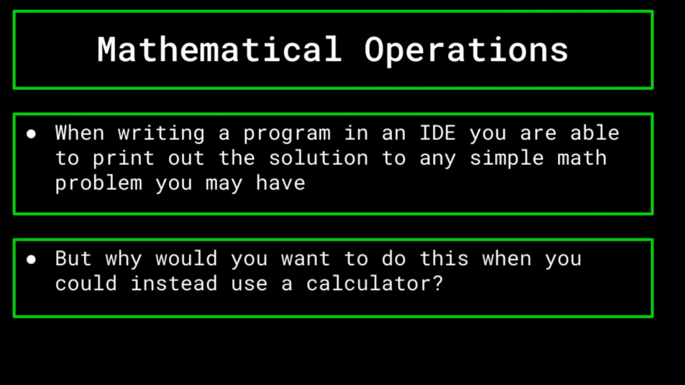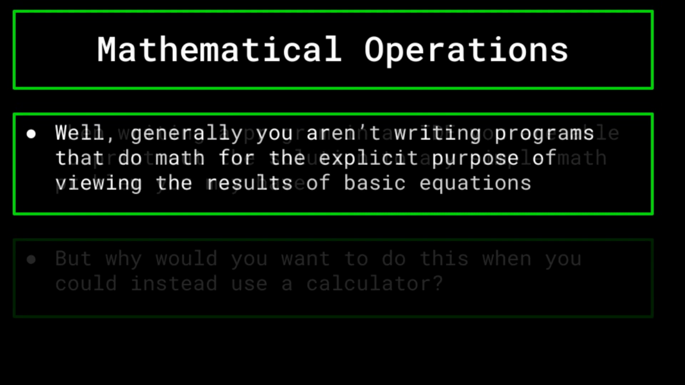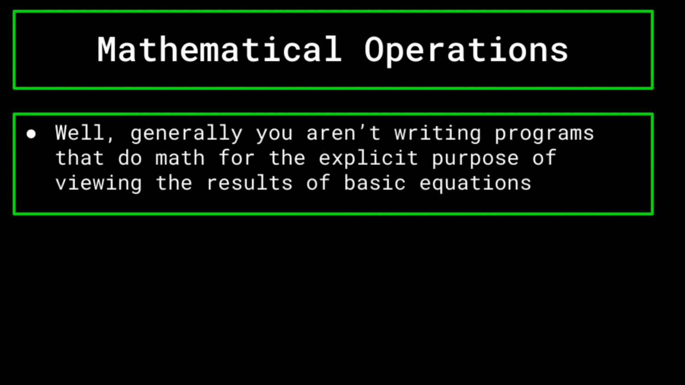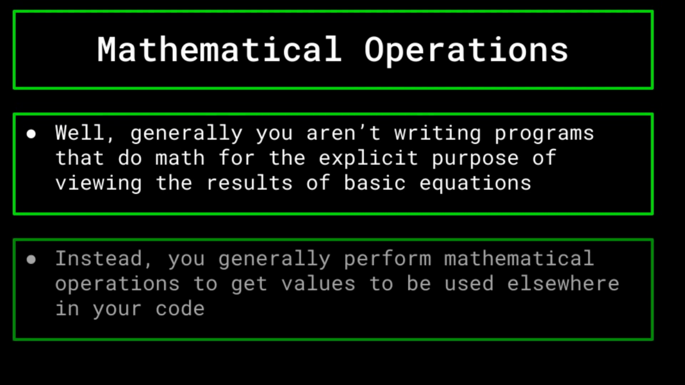You may wonder why you would ever want to write a program to do simple calculations when you have a perfectly good calculator that you could use instead. Well, generally, when your program is doing math, it isn't for the explicit purpose of you viewing the answer to those equations, but instead, it is because you need the value derived from an equation to be used elsewhere in your program.